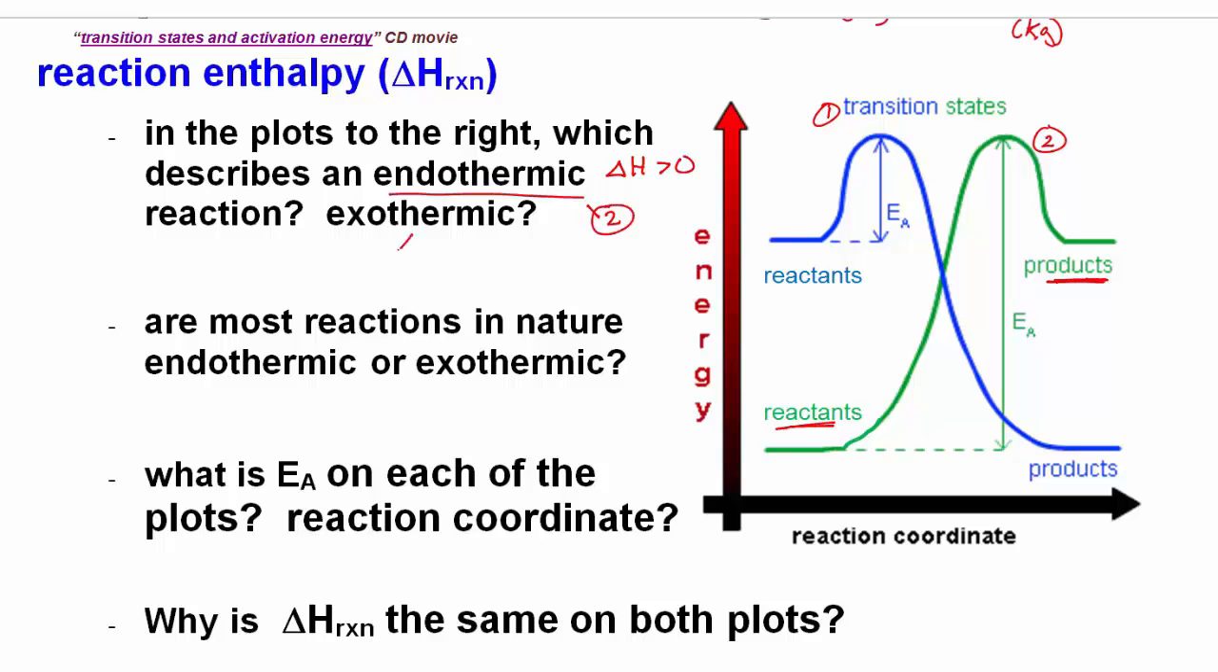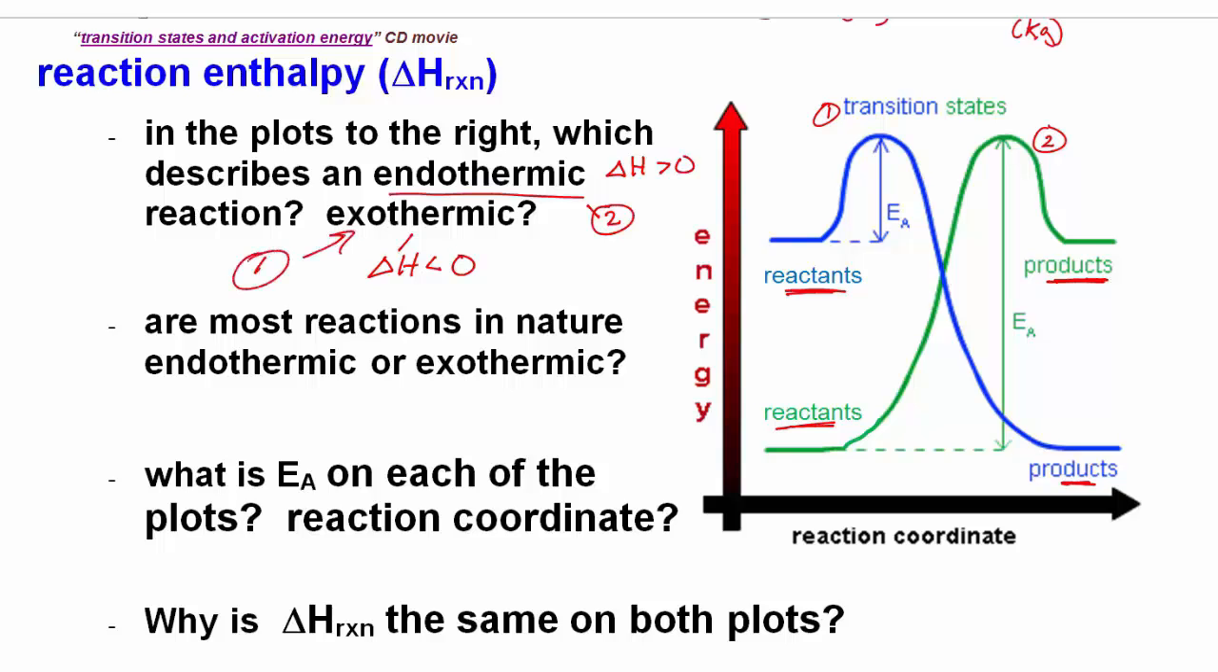Exothermic, remember that's where the enthalpy of the reaction was less than 0. In exothermic reactions, heat is given off. You start at a high energy, you end up at a low energy. You get a negative delta H. So that would be reaction 1.